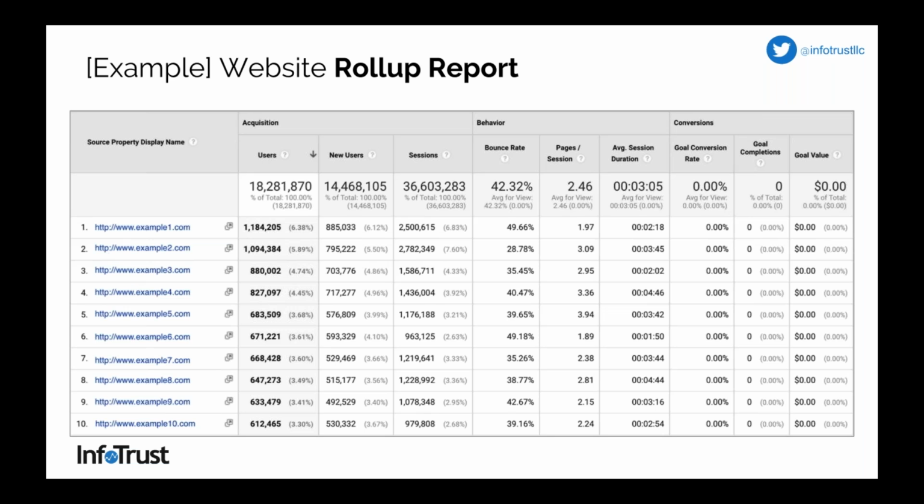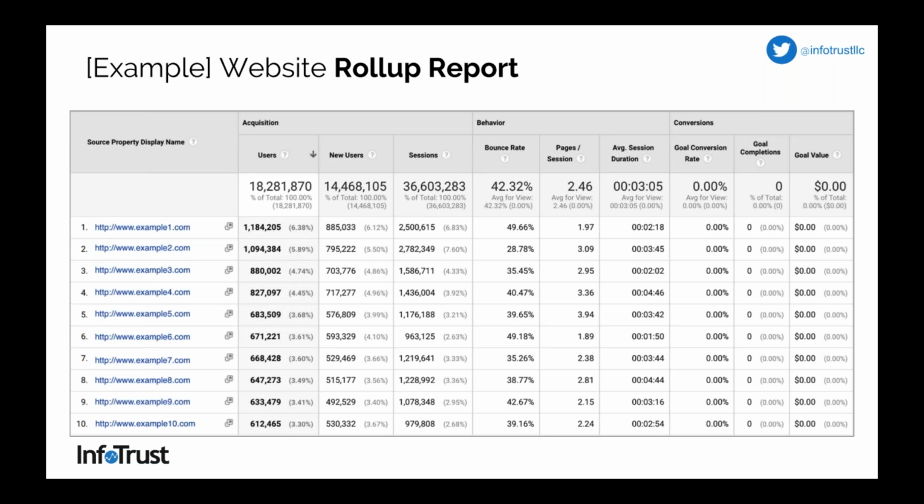In this example, you can see we're sorting by users, and example 1 and example 2 have the most users. You can see sessions. This is a typical Google Analytics report, so it takes that ABC method of acquisition, behavior, and conversion metrics. And so you can just compare and contrast all of these metrics across all of your different rollup properties that you have set up here.